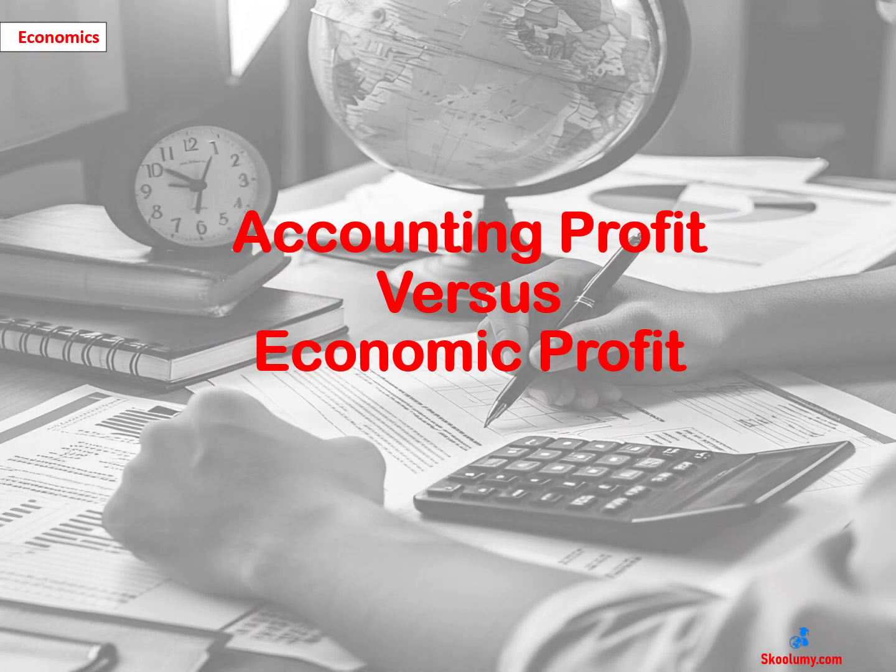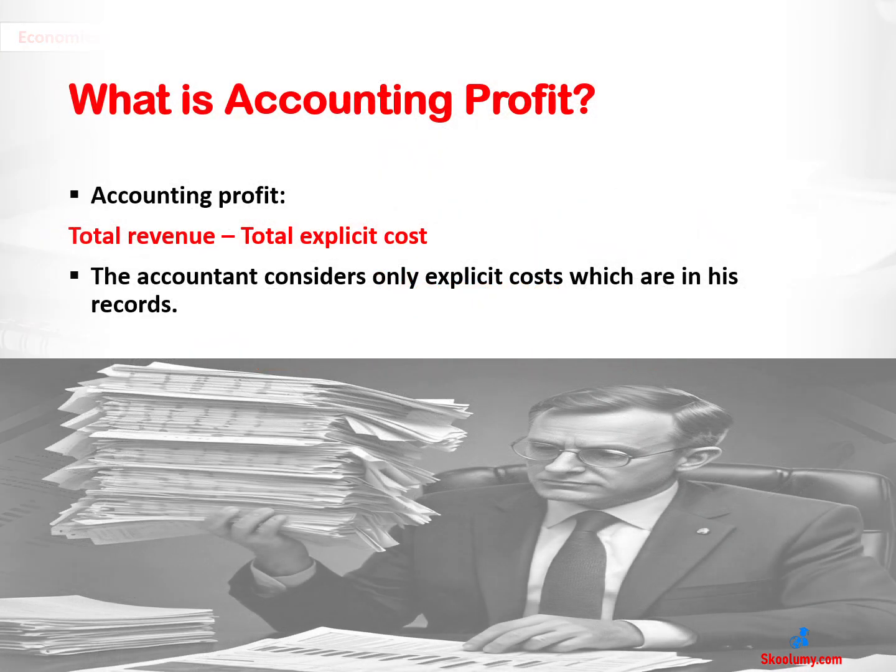Accounting profit versus economic profit. What is accounting profit? Accounting profit is total revenue minus total explicit cost. The accountant considers only explicit costs which are in his records. Implicit costs are not accounted for, because they are not directly paid for, and do not appear in his records.